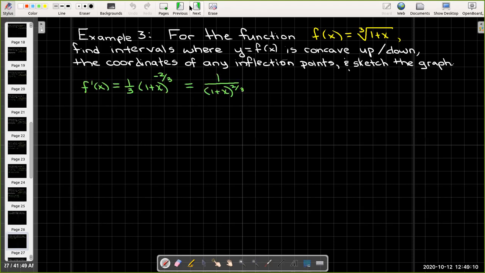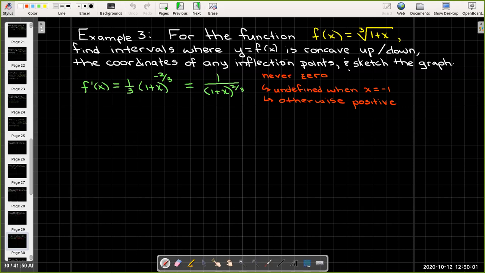So we'll start by taking the first derivative. We'll change the cube root to a fractional power of 1/3. And notice that this expression for the first derivative, 1 over parentheses 1 plus x to the 2/3 power, that's never zero. However, it is undefined when x equals negative 1. So we do have a critical number at x equals negative 1. But otherwise, this expression is positive. And so the function is increasing.